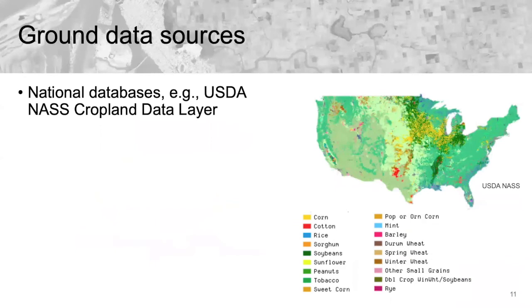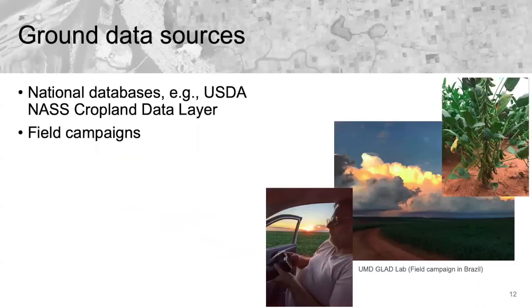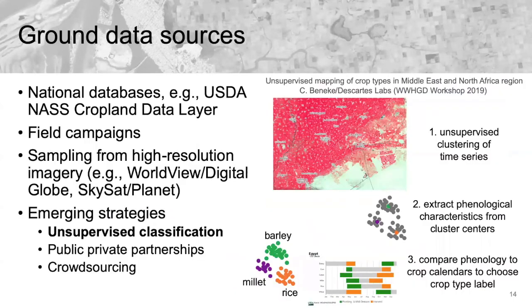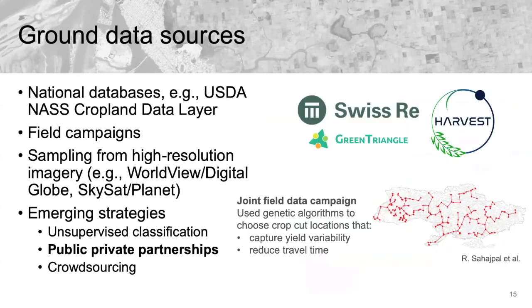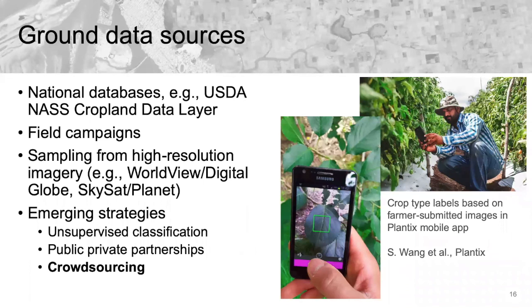So I'm not going to spend a lot of time on these data sources because we've heard quite a bit about this already. And one I want to point out is that one way of getting around ground data scarcity is to use unsupervised classification. Another is to look at public-private partnerships, which is what we're doing at Harvest, to leverage privately collected data to train our own research models, and also crowdsourcing methods like Sherrie presented in the last talk.